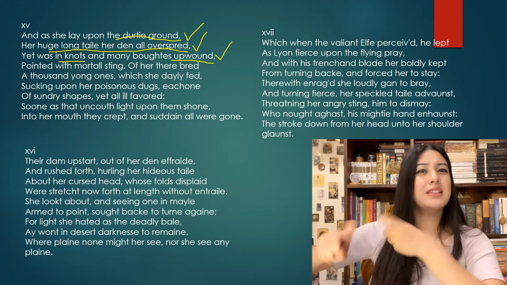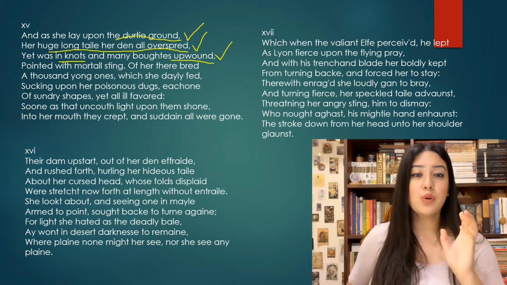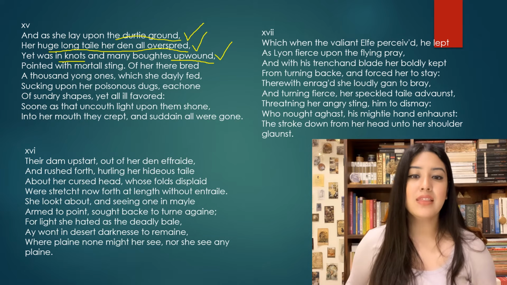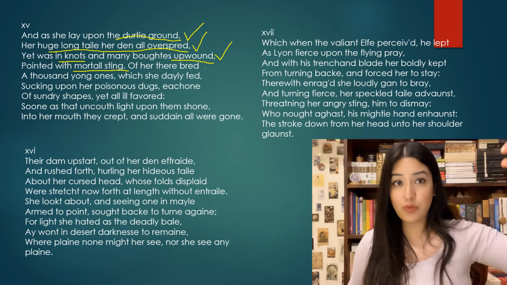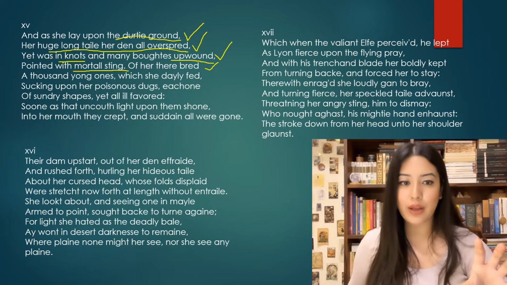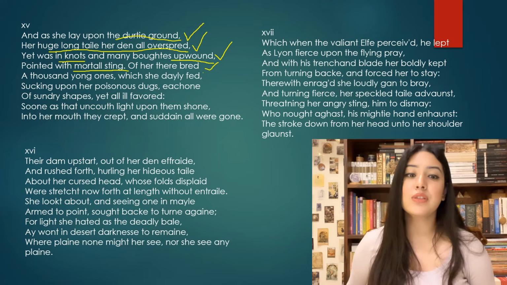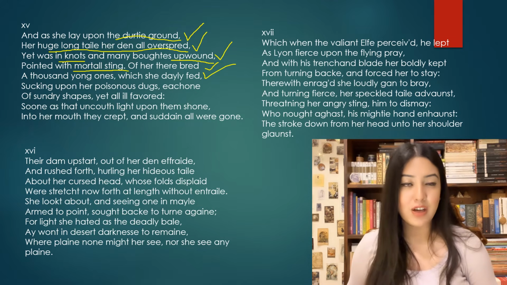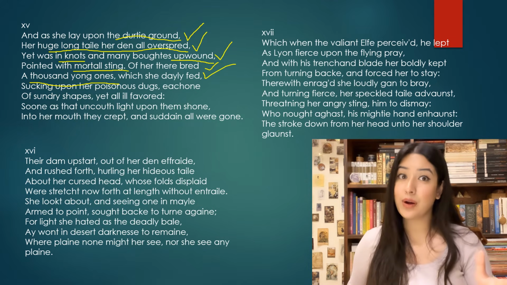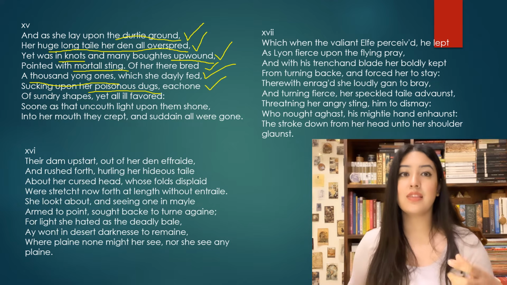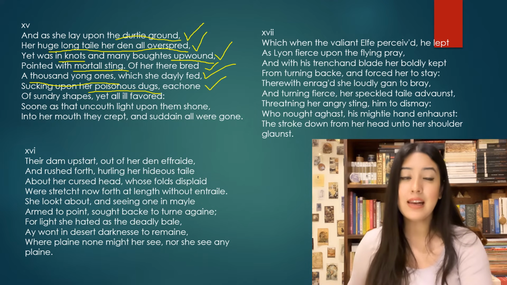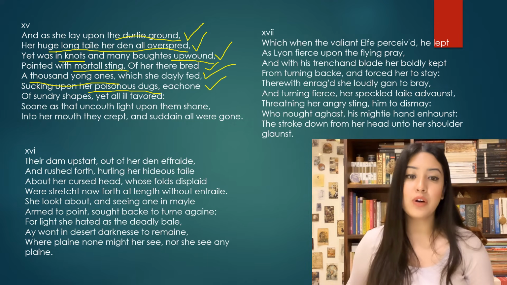It's just knots, it gets complicated, you understand? So she has knots. Okay, and then it says here that pointed with mortal sting. So the end of her tail has a deadly sting. Okay, of her there bred 1,000 young ones which she daily fed. So there were 1,000 young ones and she fed them daily, sucking upon her poisonous dugs. So her breasts were poisonous and they were sucking off of her like that, and each one of sundry shapes.